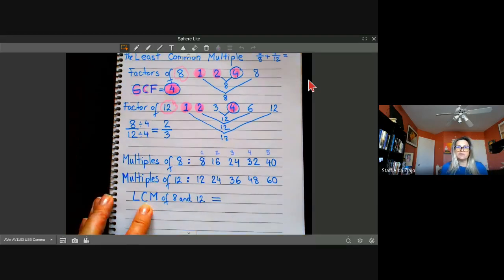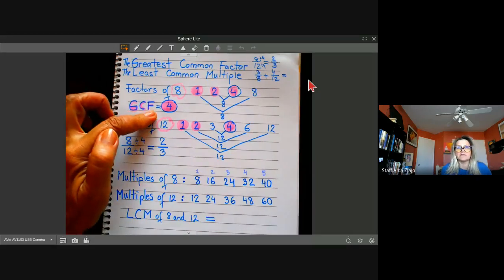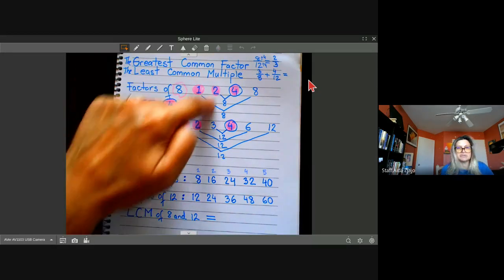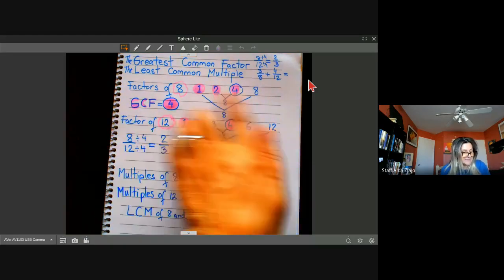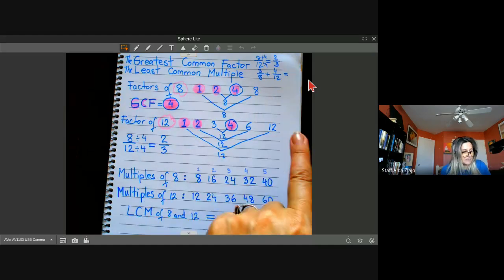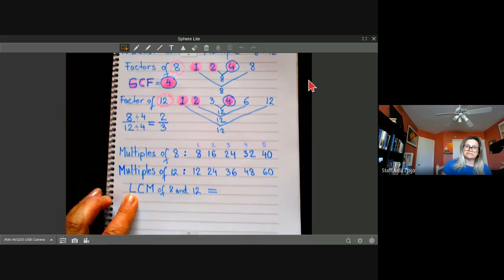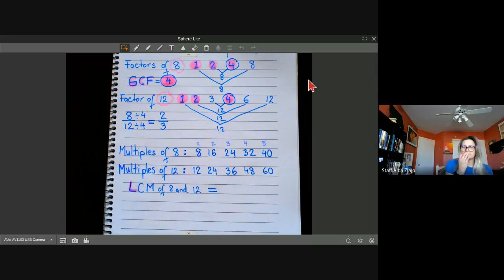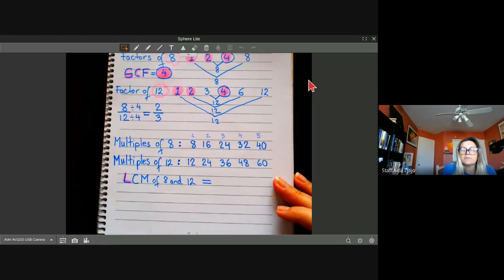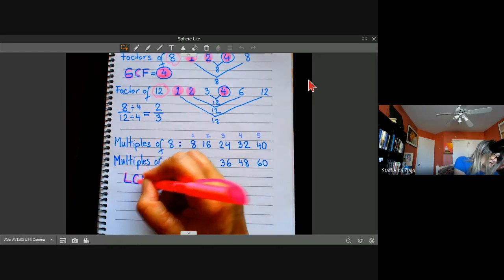So least common multiple. Remember how I was looking for greatest common factor? I didn't choose the 1 or 2. I chose the greatest number that they have the same in factors, 4 and 4. But when I say least common multiple, what does that mean? Is that chiquito or grande? Least. Anybody know what least means? The smallest. Yeah, so I'm going to use the least common multiple.